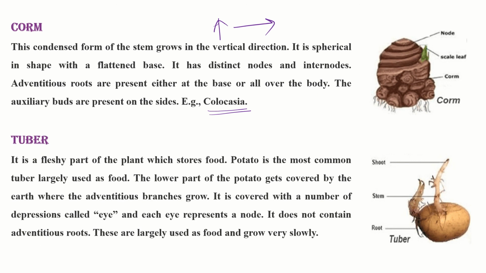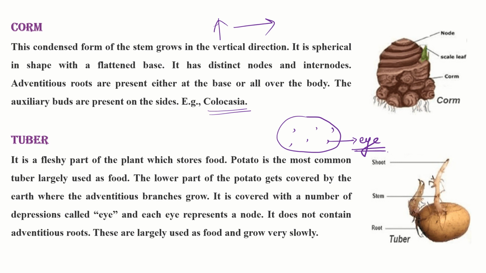It is a fleshy part of the plant which stores food. Potato is the most common tuber largely used as food. The lower part of the potato gets covered by the earth where the adventitious branches grow. It is covered with a number of depressions called eye. See, you must have seen a potato, though I am not a very good artist, but still. You must have seen a potato having structures like this. These are called eye.